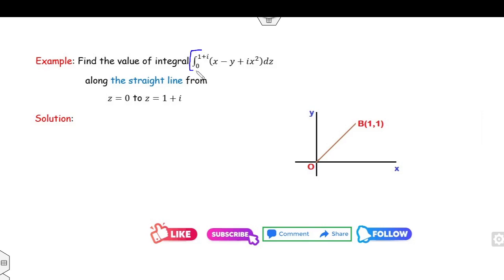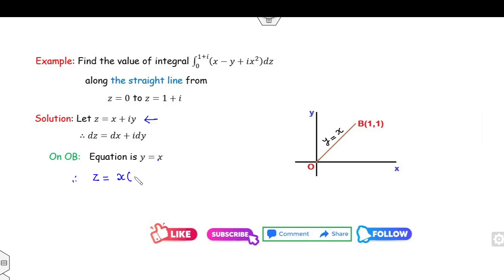Now if you look at this integration, I need the value of dz. What is the value of z? z is x plus iota y. What is the value of dz? dz is dx plus iota dy. Now, what is the equation of OB? This is a straight line, and the equation is y is equal to x. Now I can substitute y is equal to x in the value of z. So it will be x(1 plus iota). Then I can find the value of dz. 1 plus iota is constant, so it is outside, times dx.